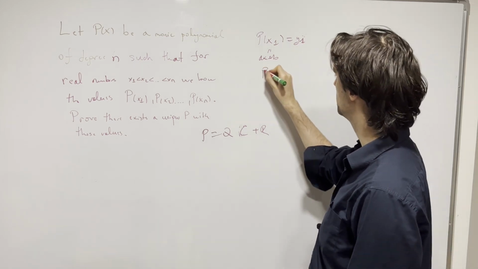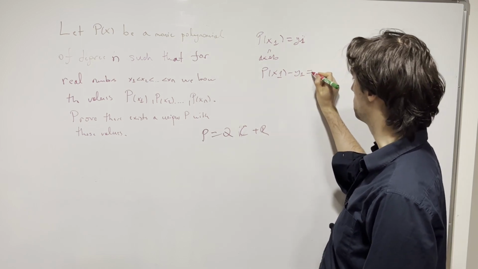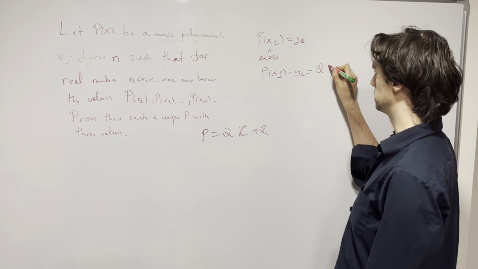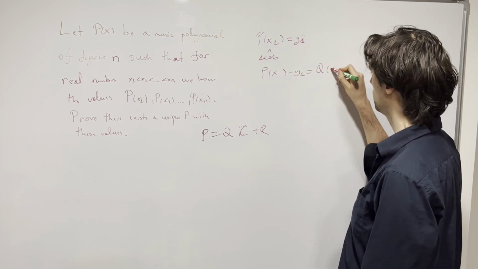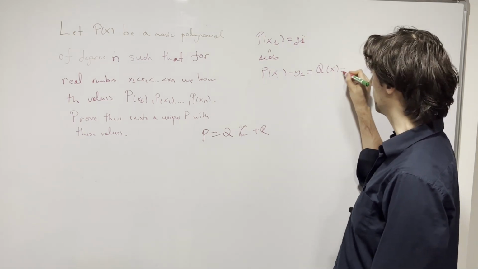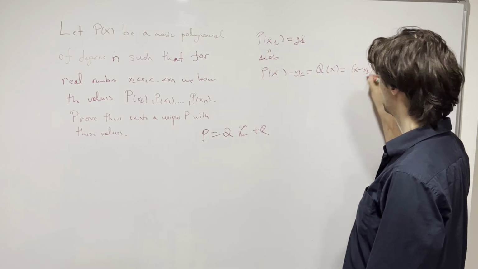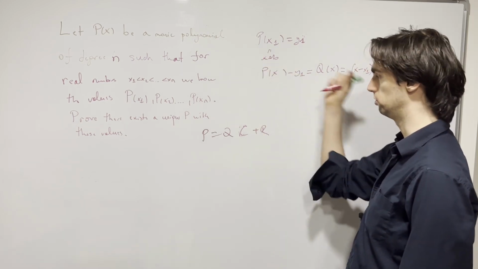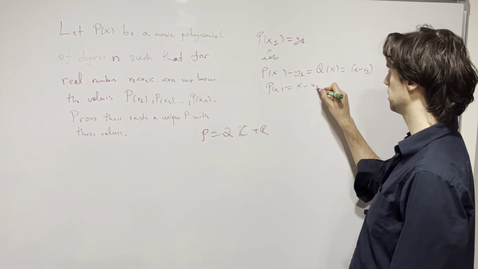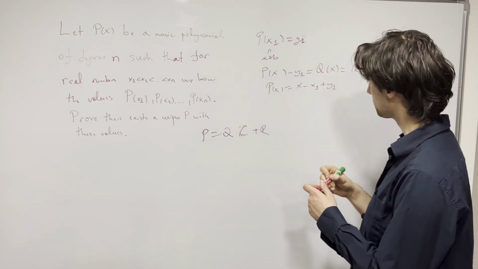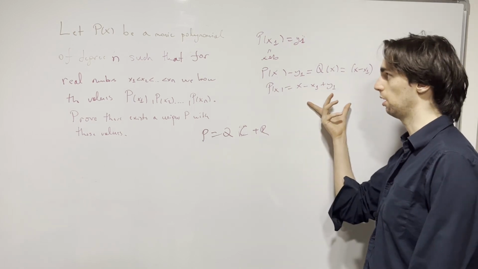In fact, how I would do this: p of x minus y1 is another polynomial of degree 1. Call this q of x. Q of x has a zero at x equals x1, so this is x minus x1. It's a monic polynomial, so it's just x plus b. And then p of x is equal to x minus x1 plus y1. And that just finishes up our base case.